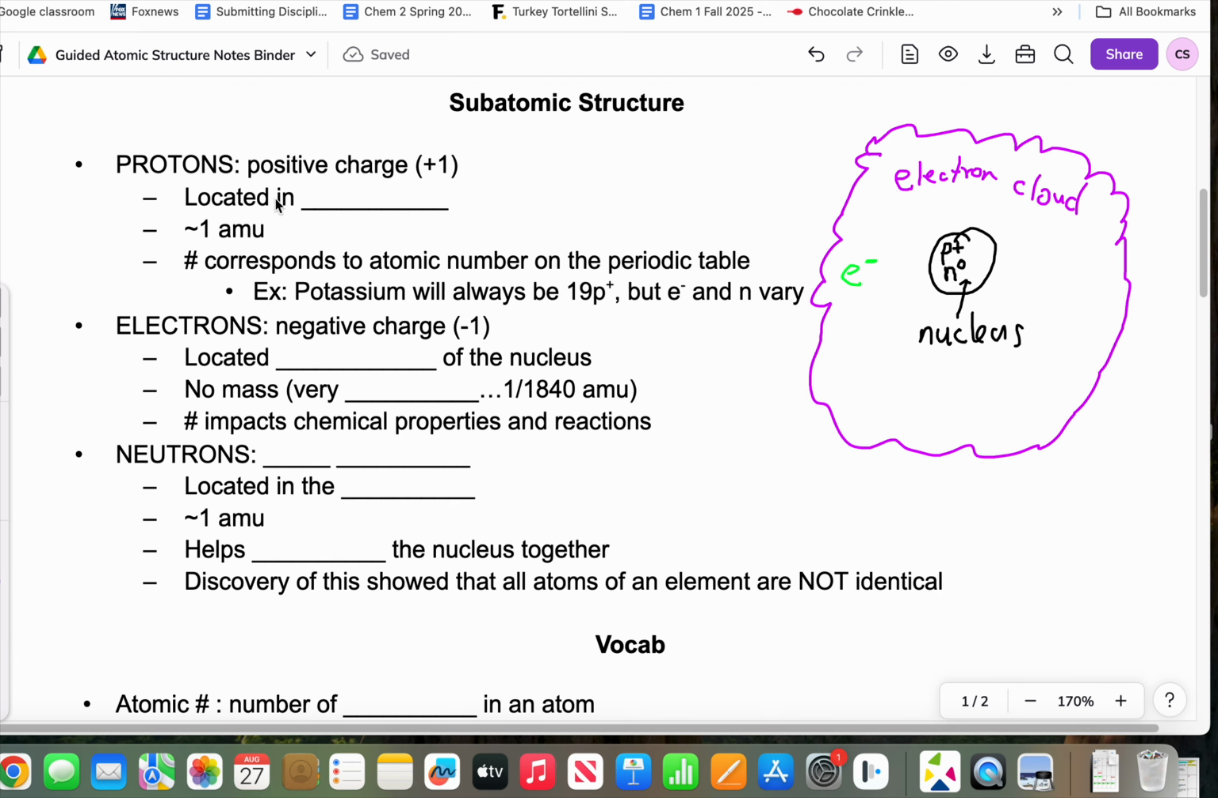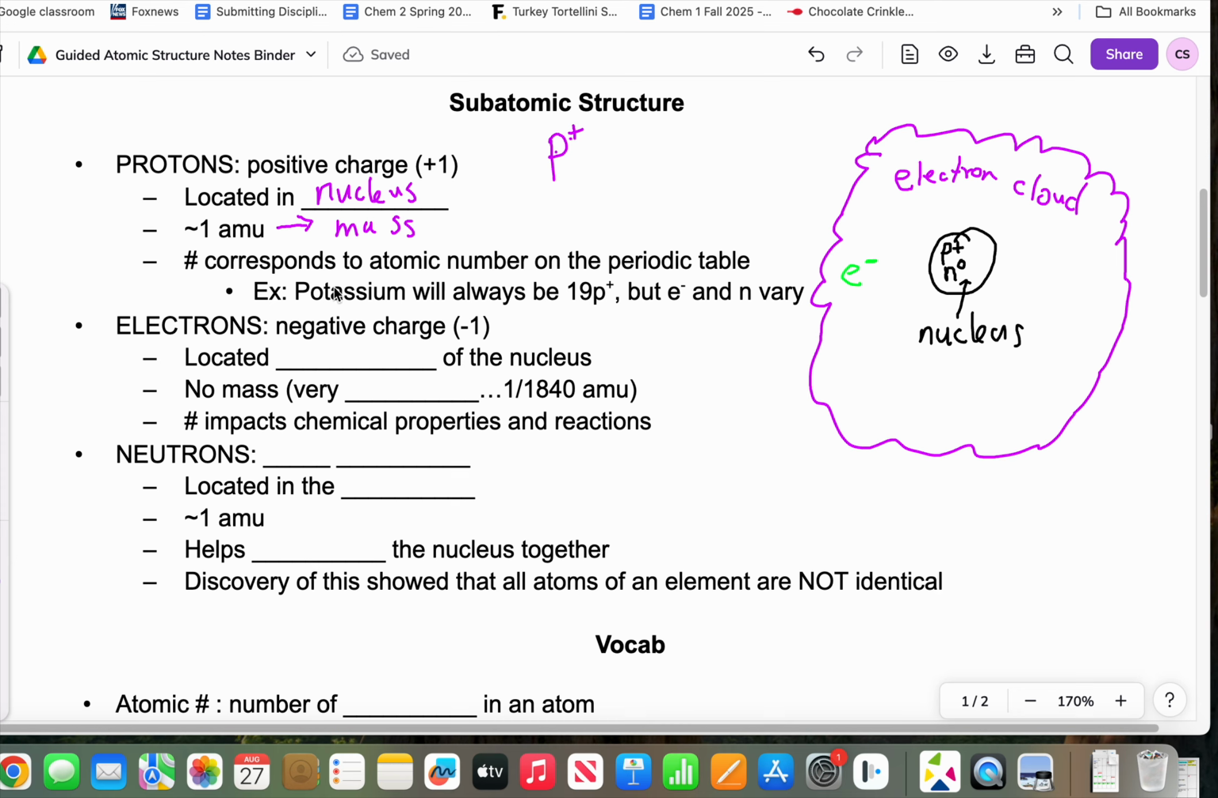Protons have a positive charge. That's why a lot of times when people abbreviate it, you can abbreviate it like this, P with a plus, proton positive. See how they both start with a P? So a positive one, and that's located in the nucleus. Now, it has a mass. This AMU stands for the mass.